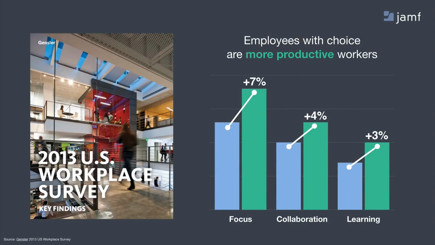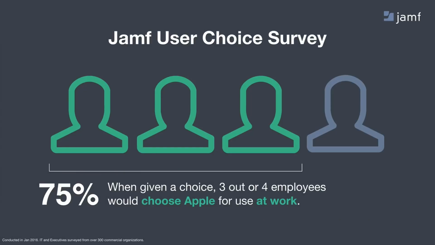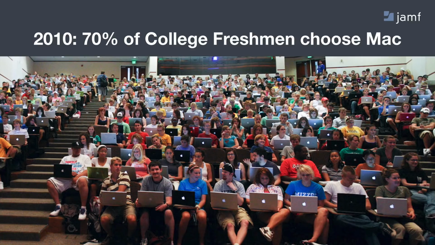This is another survey that said employees with choice are more productive workers. They can focus more, they've got better collaboration, and they're better at learning. So what kind of choice are they trying to make? Well, we did a survey out there in the marketplace, and we asked a lot of employees, if given a choice, what sort of device would you choose? And 3 out of 4 employees said that they would choose Apple to use at work. And this makes sense because a lot of millennials sort of grew up on the Mac.